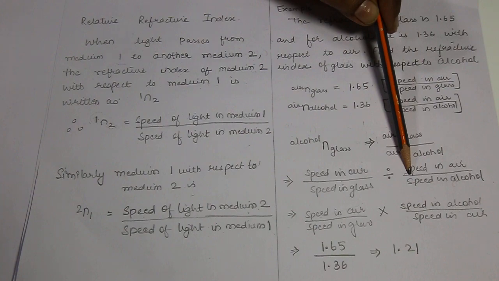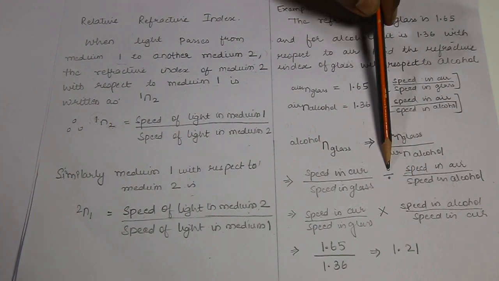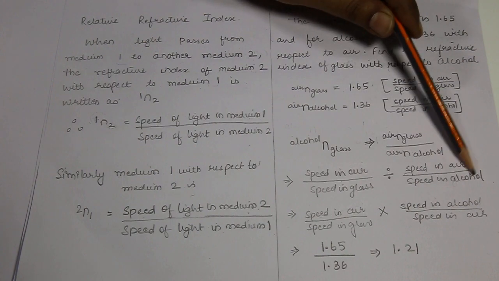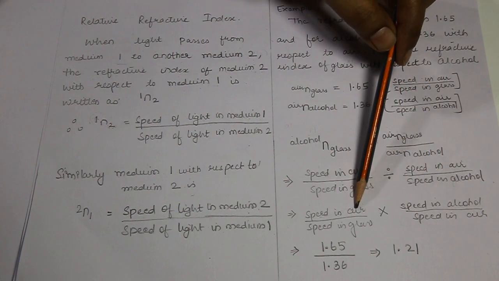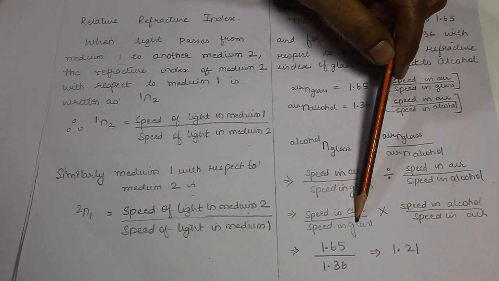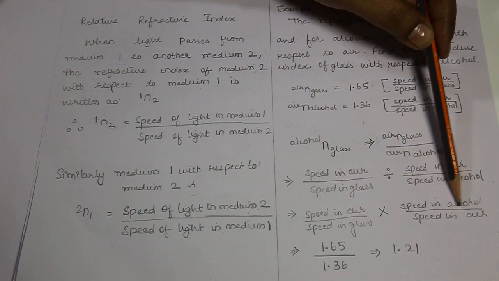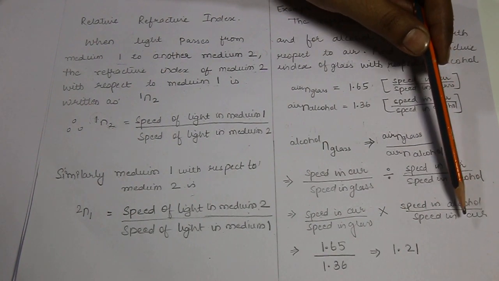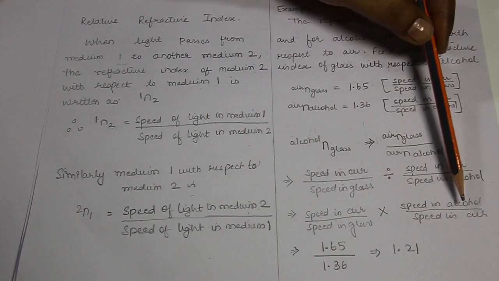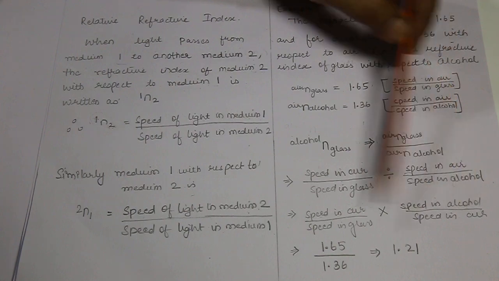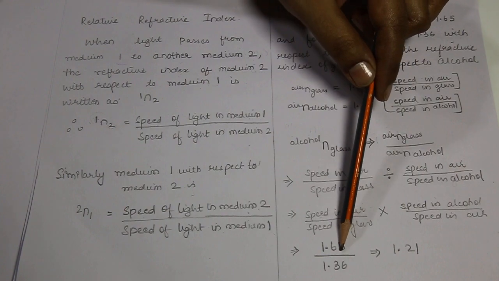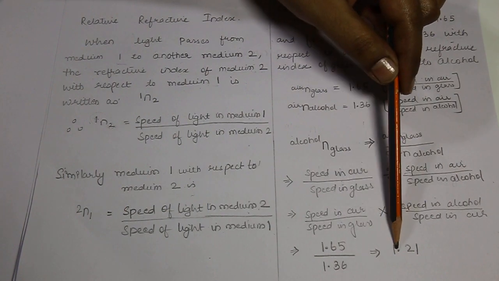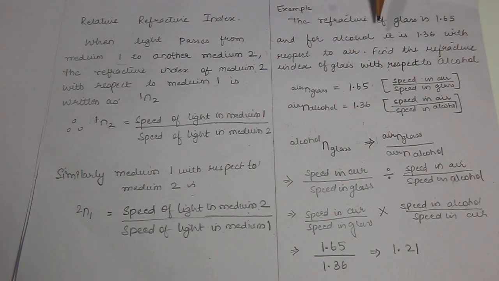This is a division. Changing it to multiplication, I reciprocate the fraction. So it will be speed of light in air divided by speed of light in glass, multiplied by speed of light in alcohol by speed of light in air. This cancels the speed of light in air, and what we get is speed of light in alcohol by speed of light in glass. That was our requirement. So calculating 1.65 divided by 1.36, we get 1.21, which is the refractive index of glass with respect to alcohol.